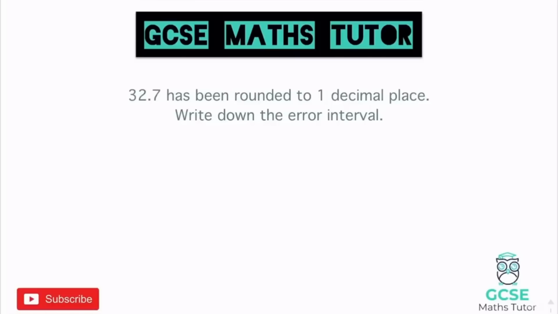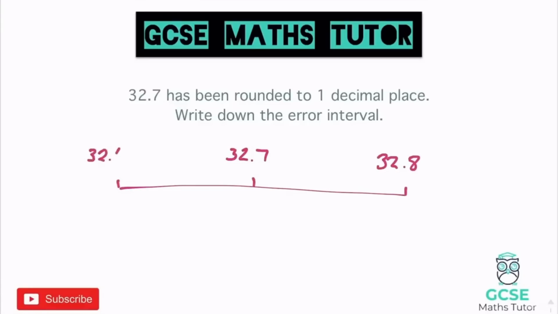So thinking about the number 32.7, and I'm only going to do this for this one question, if we think about a little number line, and here's 32.7 on my number line. Now the next 1 decimal place value above and below would be 32.8 and 32.6. Now thinking about this, if the number rounded to 32.7, then it could only be within these little sections here. It could be halfway between 32.6 and 32.7, or, and we'll talk about the upper bound, halfway between 32.7 and 32.8.